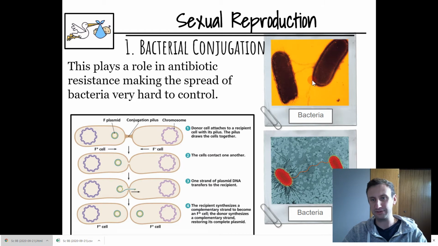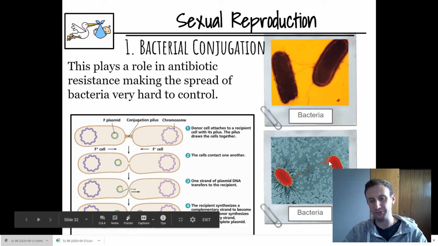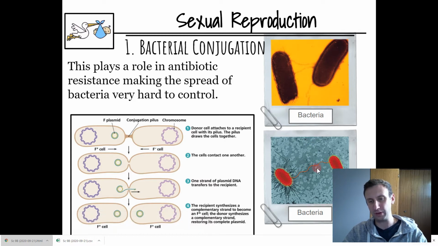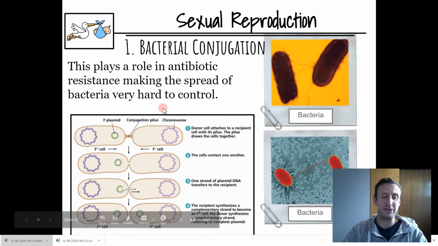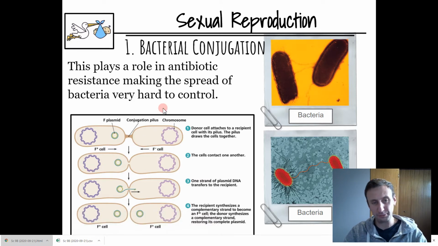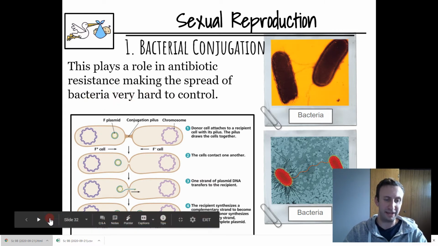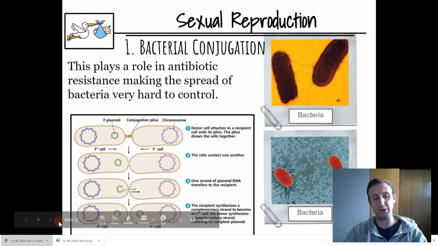And here you can actually see the little tubes going between bacteria, and this is meant for swapping of genetic code. So genetic code would be swapped between these two bacteria, which would result in new genetic code that it would then pass on to its offspring as it goes through binary fission, right? Which is what bacteria do to reproduce: asexual reproduction by binary fission. So, bacterial conjugation is swapping of genetic code between bacteria.